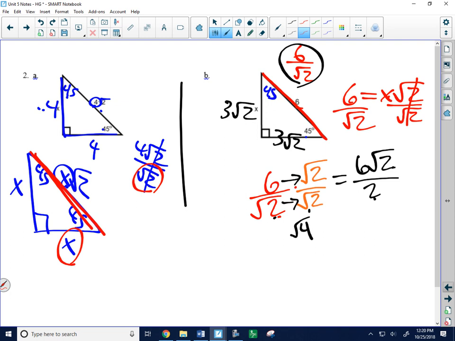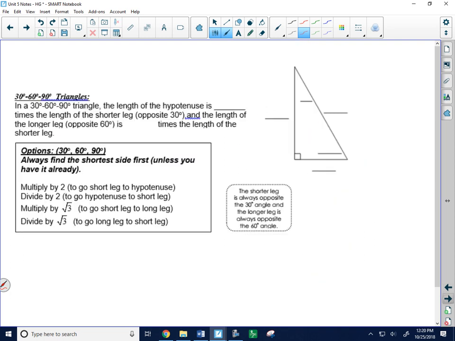So that's 45, 45, 90. Anything else to clarify on that before we do 30, 60, 90? Not too bad. 30, 60, 90. Flip to the next page. What if you can't do division? If it was like that, you still divide.